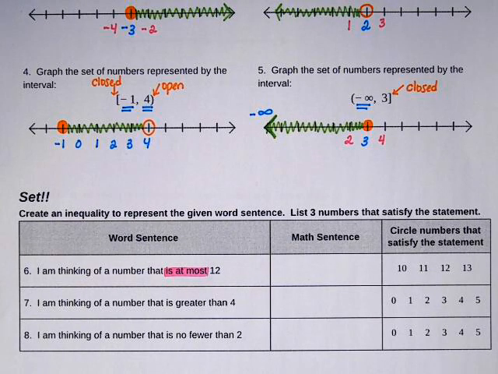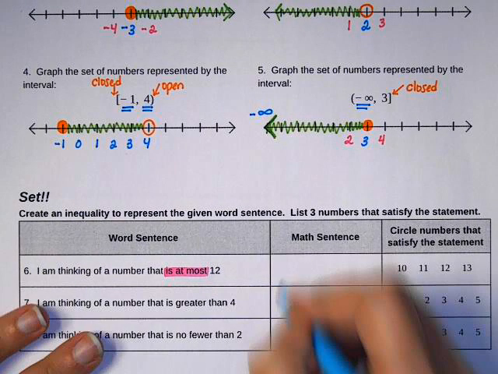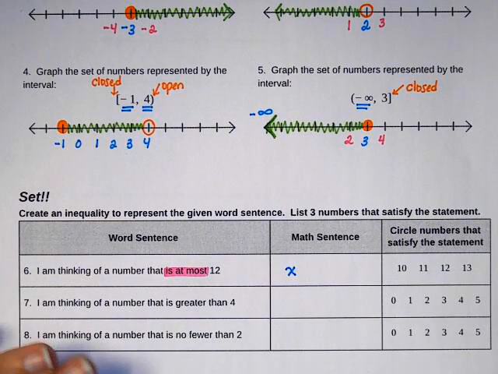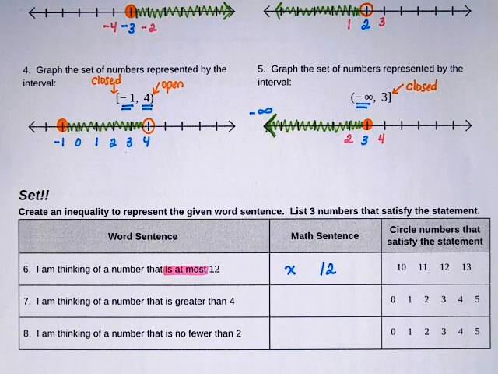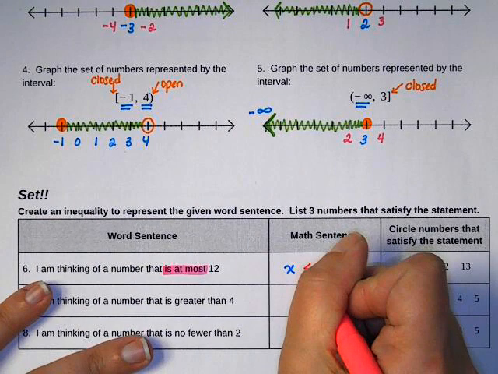So I'm thinking of a number, so I'm going to use the letter X to represent my number, that is at most the number 12. Now I need to ask myself, if I need at most 12, does that mean I need more than 12 or less? Well, I like to think about money. So if I need at most $12, it means I need less than or equal to $12. So at most means less than or equal.